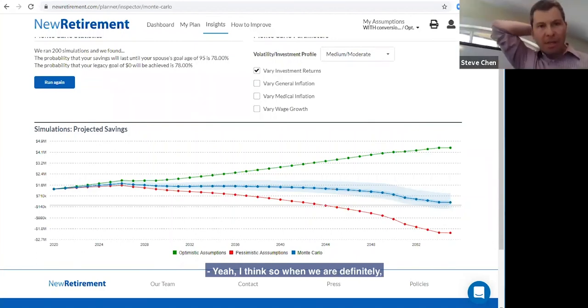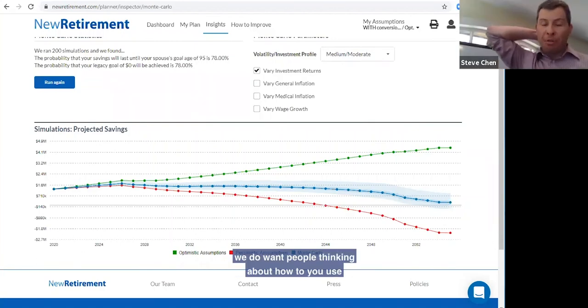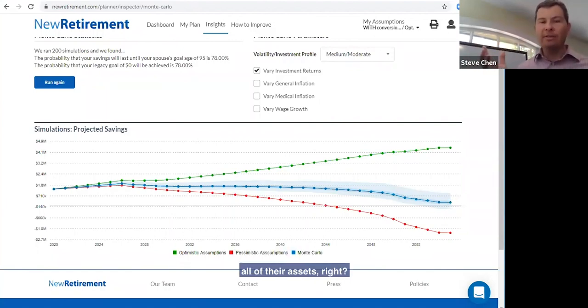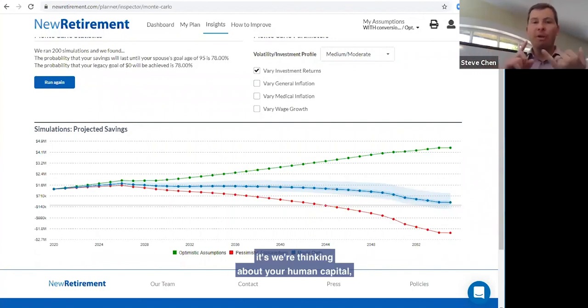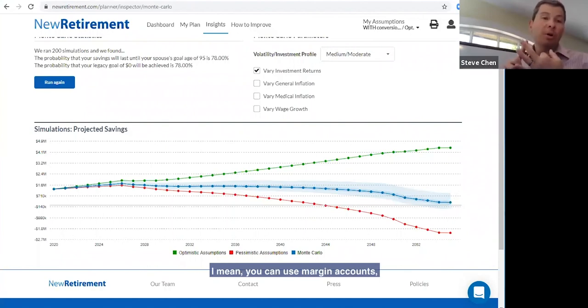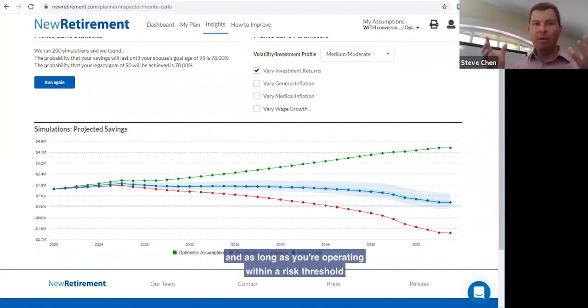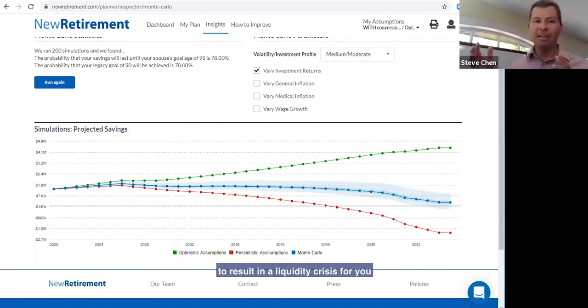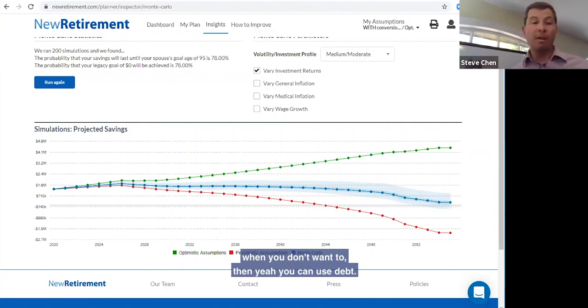We definitely do want people thinking about how to use all of their assets, right? When we think about retirement, we're thinking about your human capital, your home equity. Do you want to use debt? You can use margin accounts, and as long as you're operating within a risk threshold that is comfortable for you and very unlikely to result in a liquidity crisis, causing you to sell assets when you don't want to, then yeah, you can use debt.